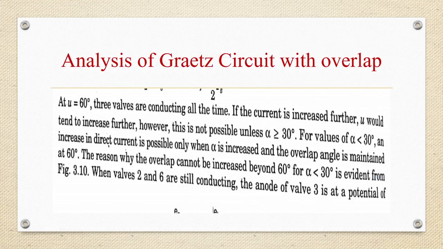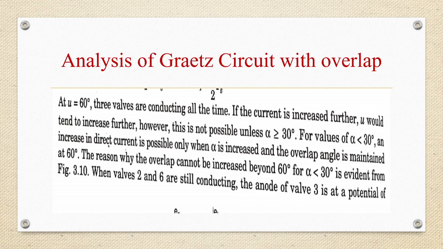If the current is increased further, U would tend to increase further. However, this is not possible unless alpha is greater than or equal to 30 degrees. For values of alpha less than 30 degrees, an increase in direct current is possible only when alpha is increased and the overlap angle is maintained at 60 degrees.